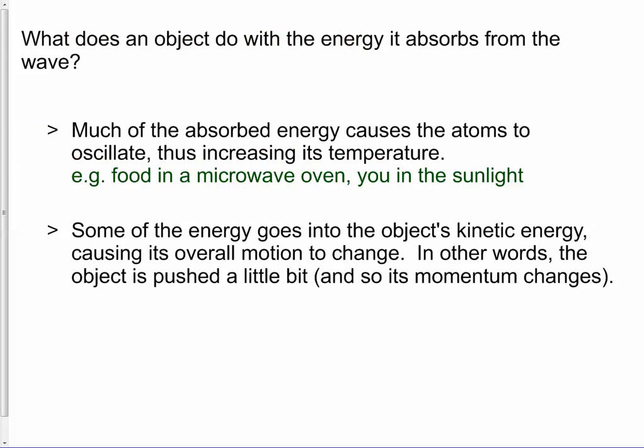So now, moving on, what does an object do with the energy that it gets from the wave? Well, one thing is the absorbed energy, much of it anyway, will cause those atoms to oscillate up and down because it's electric and magnetic fields that are hitting it and going up and down, so that's going to get absorbed by the electrons in the object, or maybe the protons in the object, and they'll start oscillating. And of course that's just random thermal motion on an atomic level. In other words, it's going to warm up. The temperature will get warmed up.